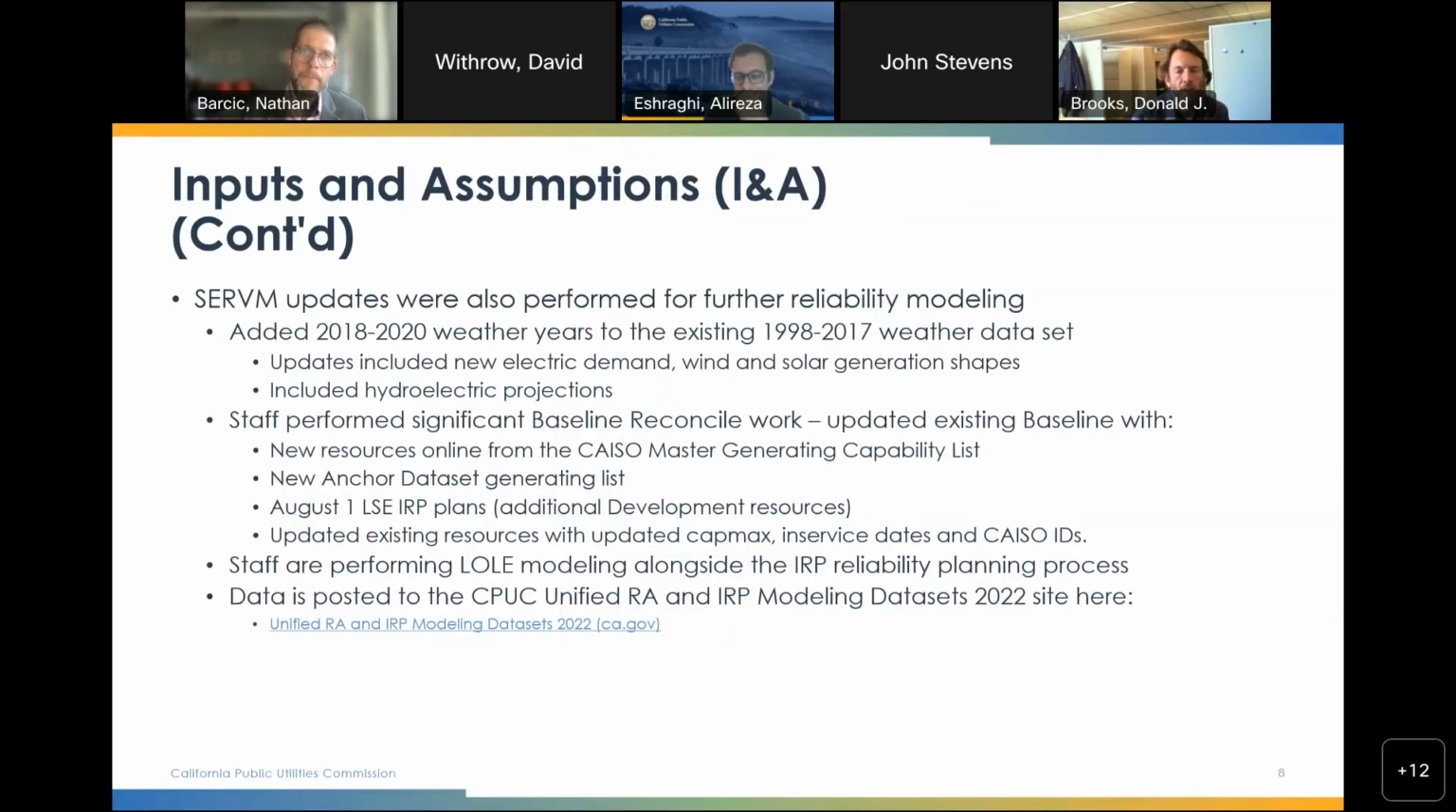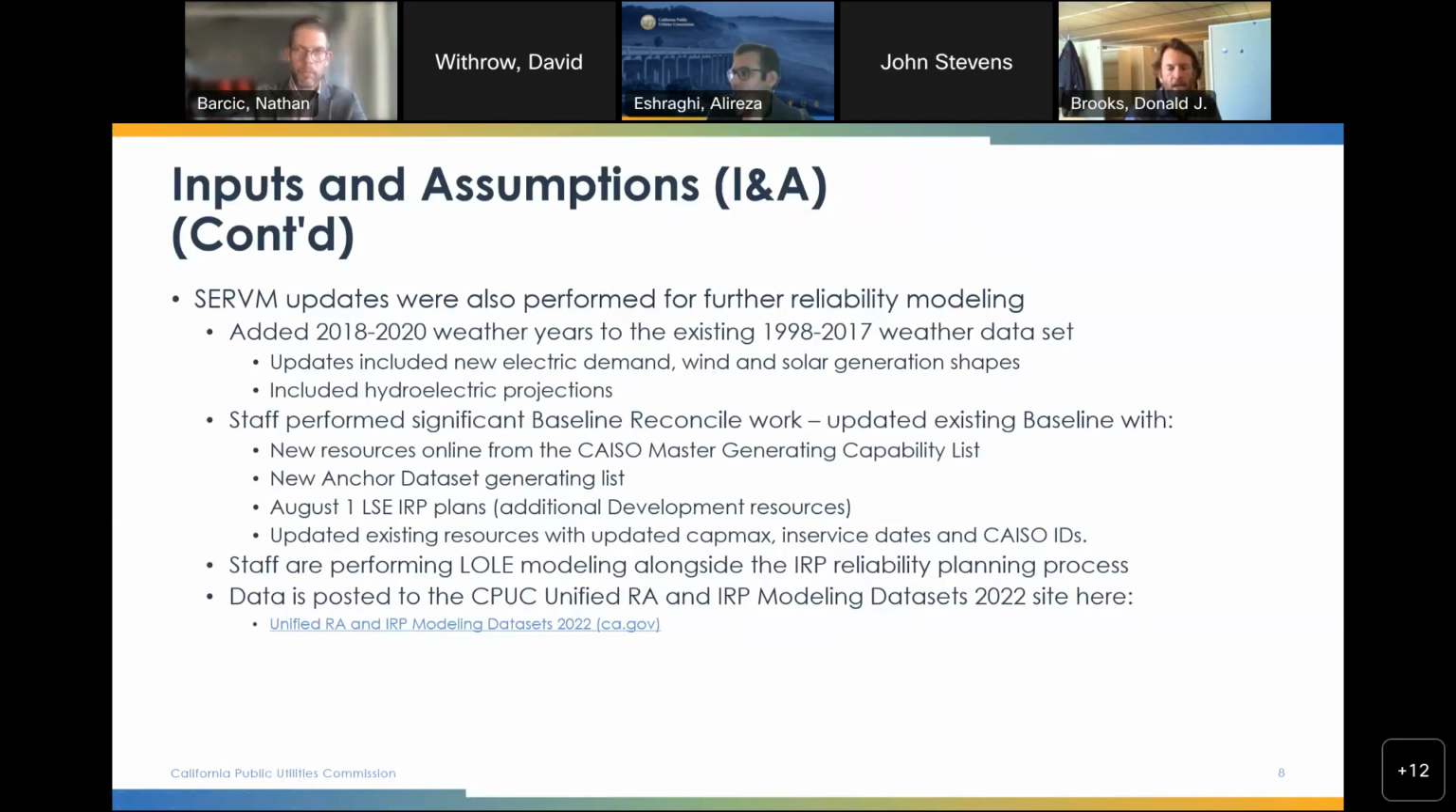We also included hydroelectric projections for 2018, 2019, and 2020, those weather years. So all the weather correlated data, the demand and supply side stuff. Staff performed significant baseline reconcile work. That's capitalized because it's the term we call it. It's to update the existing baseline, I guess that's a modeling baseline, with new resources that come online.